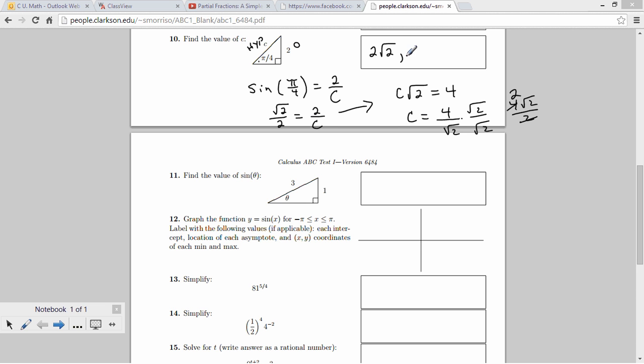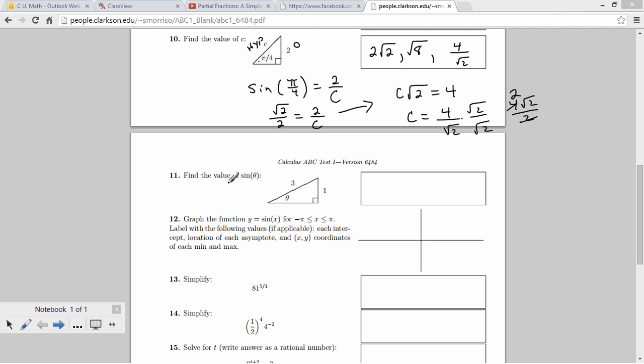Now there's other answers that would be acceptable. Of course, 2 square root of 2 is equivalent to the square root of 8. And of course, the answer we initially came out with of 4 over the square root of 2 would all be acceptable answers. Question number 11 is pretty straightforward, pretty easy.